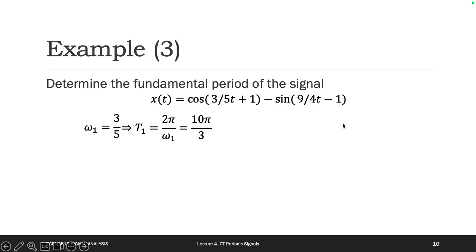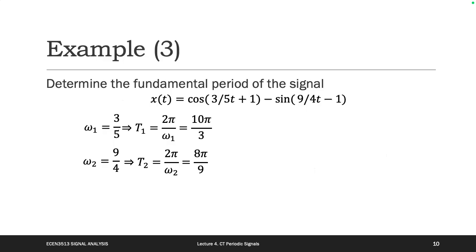So what is omega 2? It is 9 over 4. So what is T2? T2 is 2 pi over omega 2, am I right? So we can get this one. Does it make sense to you? So what is the fundamental period for this signal x(t)? We just talked about that.